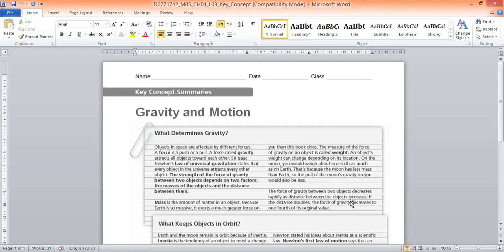The force of gravity between two objects decreases rapidly as the distance between the objects increases. If the distance doubles, the force of gravity decreases to 1/4, because the distance is squared. While using the universal law of gravity, we square the distance by multiplying it by itself.